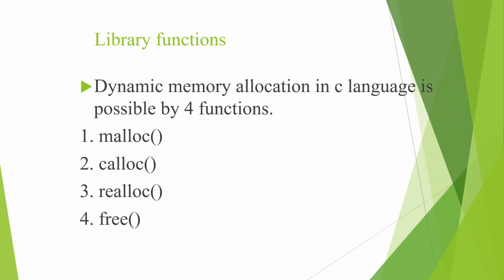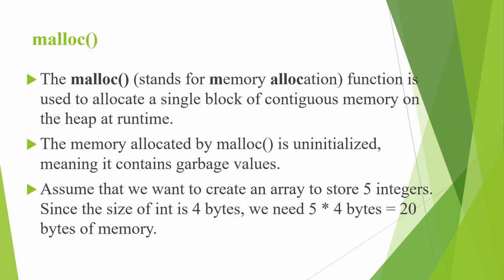Next, we have some library functions, which we can also call dynamic memory allocation functions. In dynamic memory allocation, there are four types of functions: the malloc function, calloc function, realloc function, and free function.